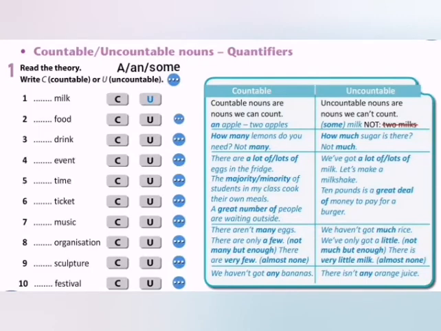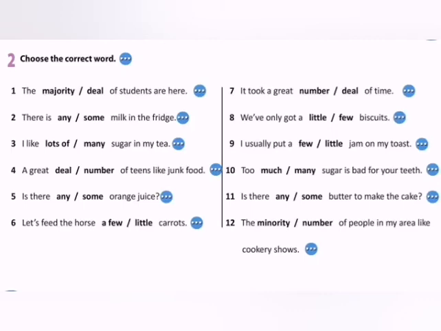Exercise 3. Read the theory and fill in a, an, or some. Write countable or uncountable. For example, some milk, uncountable. Exercise 2. Choose the correct word.